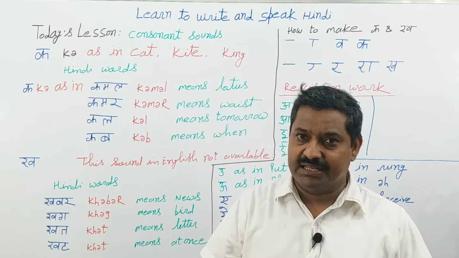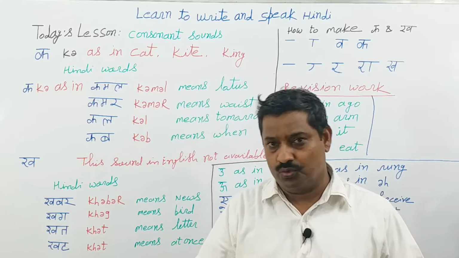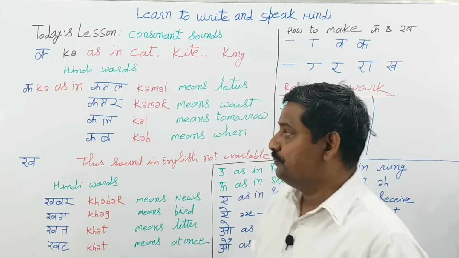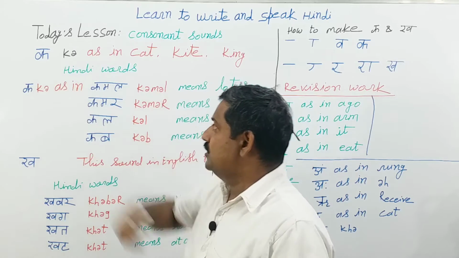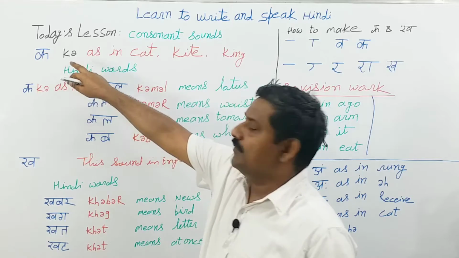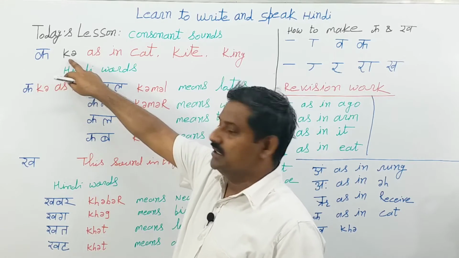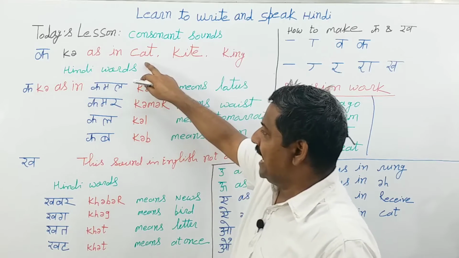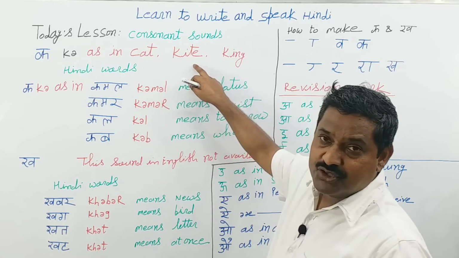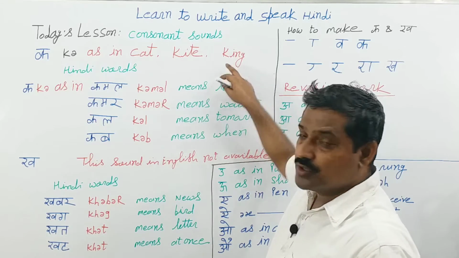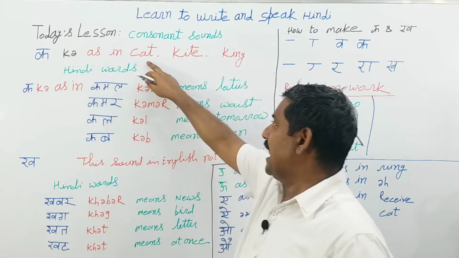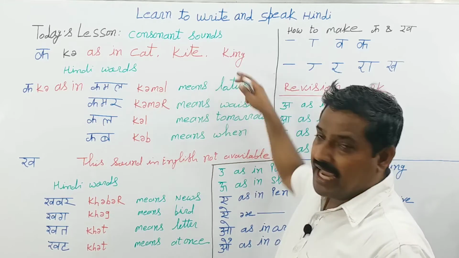Today's lesson is the consonant sounds. Today's consonant sounds are ka and kha. The first sound is ka. This is the phonetic symbol for this sound, k, as in cat, as in kite, and as in king.